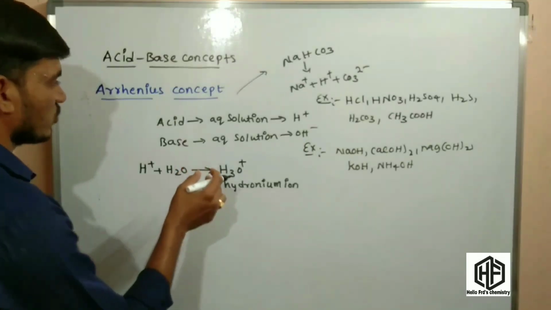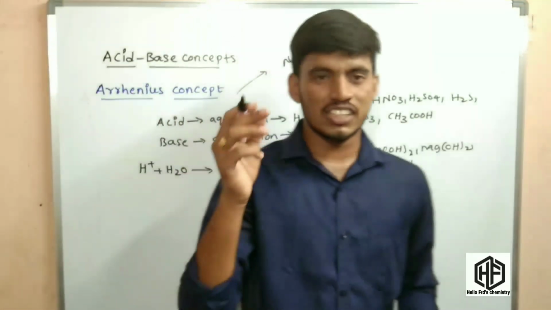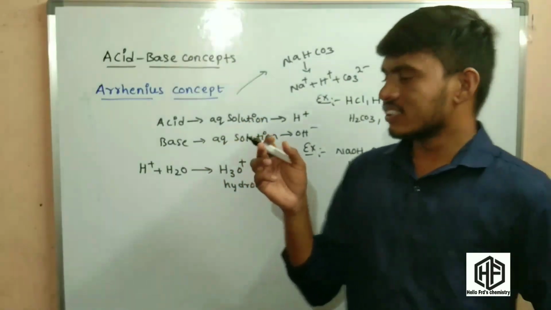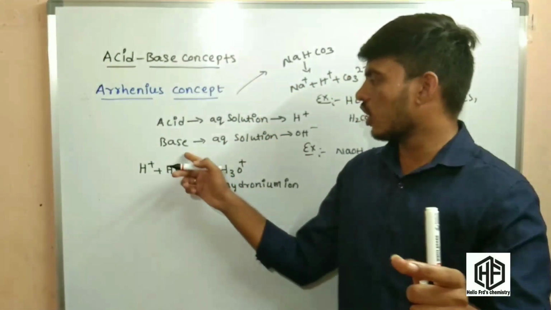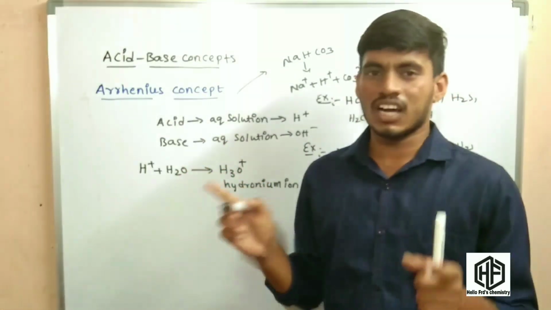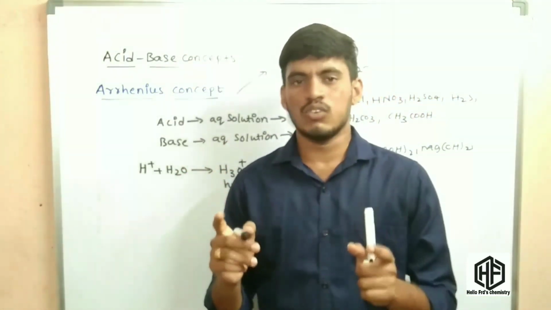Now what is an acid? Friends, a substance that gives H plus ions in aqueous solution is called an Arrhenius acid, and a substance that gives OH minus ions in aqueous solution is called an Arrhenius base. This is what the Arrhenius concept says.